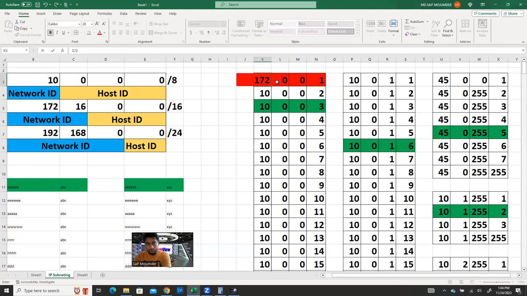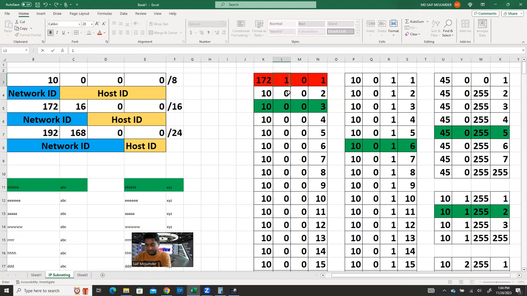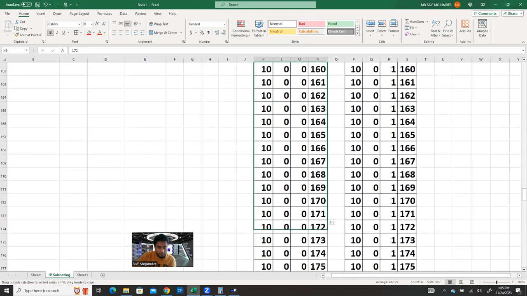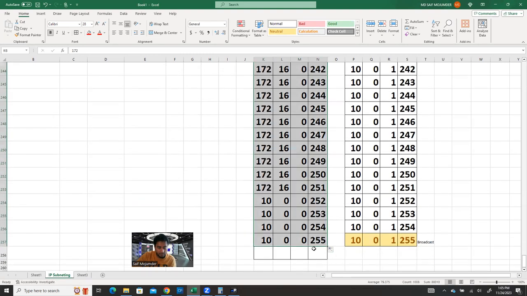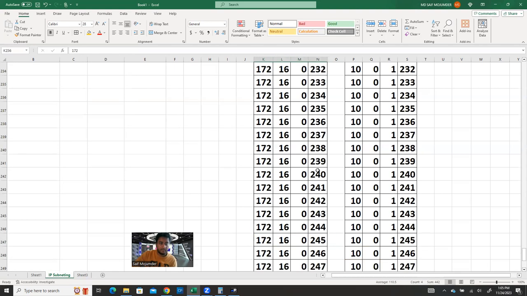So Class B means 172.16, something, just a number, 0.1. 172.16, and 0. Okay. So what does it mean? 172.16, 172.16, 172.16. What does it mean? That means you have to keep it the same up to here, right? But the last one, you cannot use it because it's dedicated for what? This one is dedicated for broadcast. So you use IP up to 254, right? 254.